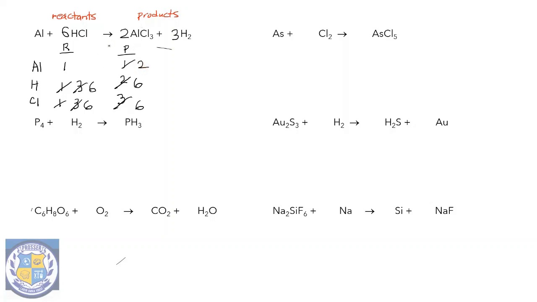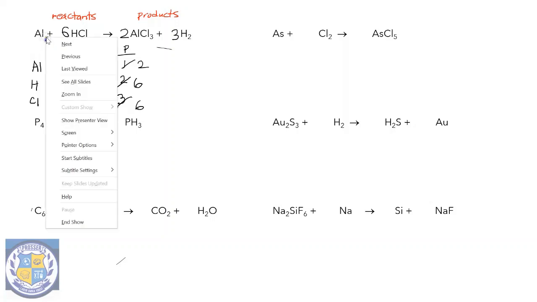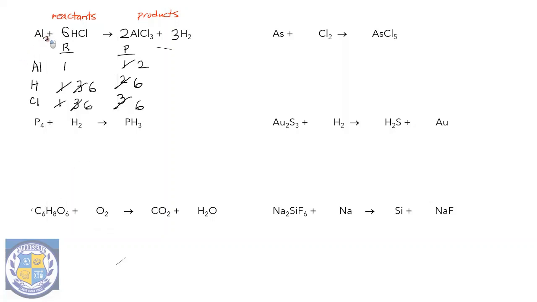Okay, so on the left, there's 1 aluminum. How do I make 2 aluminums? Now, please notice, you are not allowed to do this. If I put a little 2 there, that's 2 aluminums, right? That makes 2 aluminums, but that is illegal.